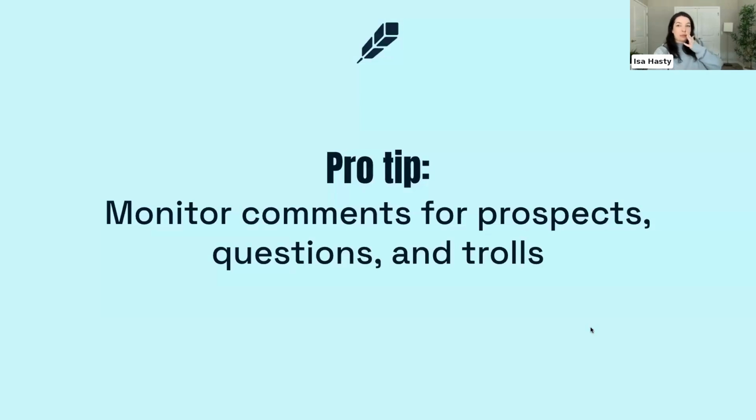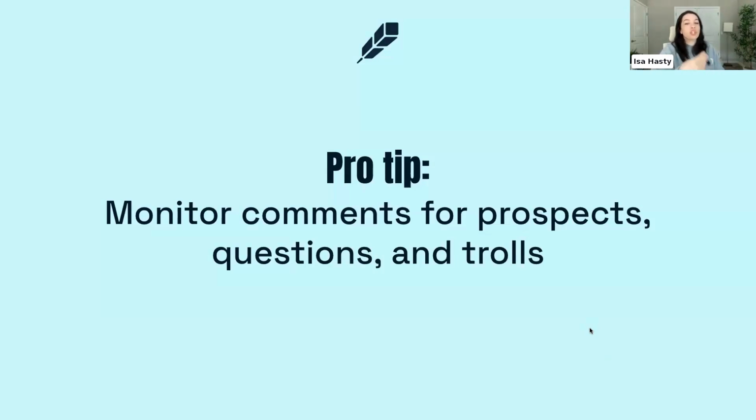Okay, and one last pro tip, monitor the comments on Meta, right, for prospects and questions. So people might be interested in joining your association, donating to your cause, volunteering. They might just want to know more about what you do. So that can be found in the comments. And then you can also end up finding people who are rude, who are complaining, whatever.